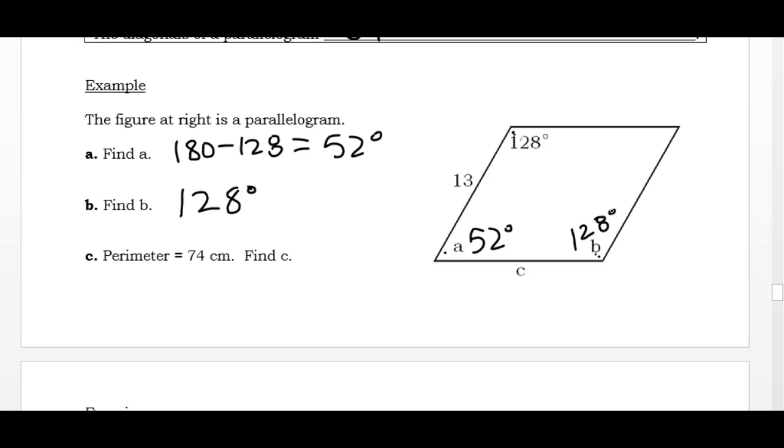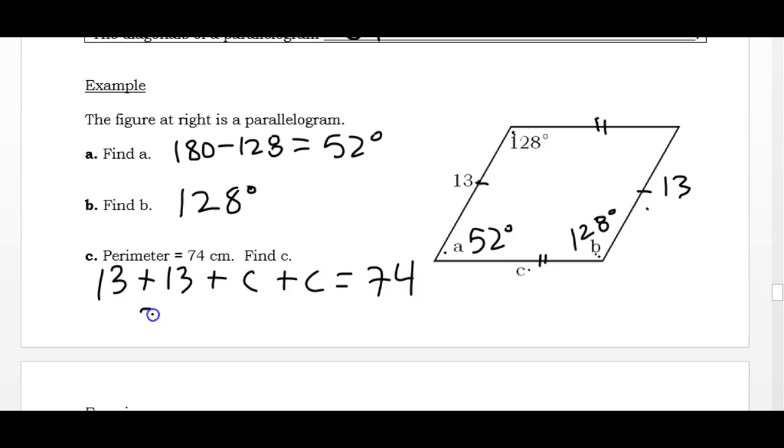The last one tells me that the perimeter is 74. Perimeter is the four sides added together. Should add up to 74. I know that the opposite sides are congruent, so there's a 13 on the right side as well. I don't know this side length, but those are the same. So I know that 13 plus C is 74. I'm going to do a little algebra here. But what I'm really doing is I'm going to take away the two that I know, and then I'm going to divide that to figure out what the last two should be.